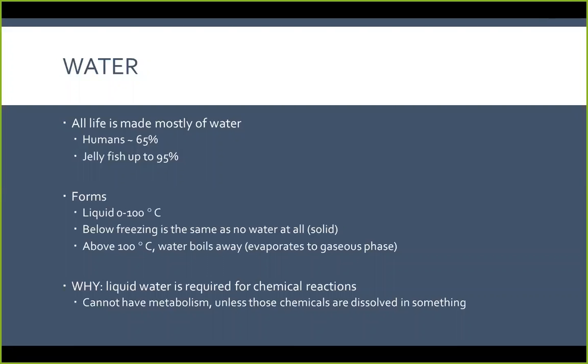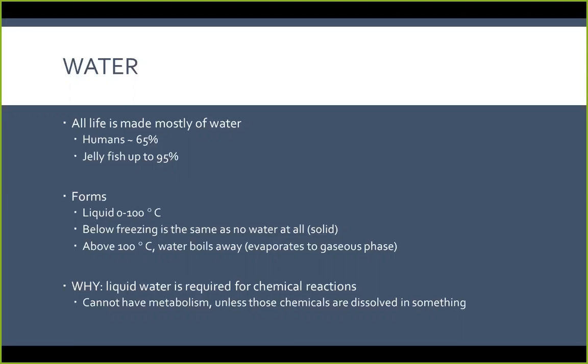Water exists in three forms. It's liquid from 0 to 100 degrees Celsius. Below freezing, okay, at this point when water is solid, it's essentially the same as not having water at all because it's not accessible. Above 100 degrees Celsius, water is boiling away and evaporating into a gaseous phase. So again, we're essentially saying there's no water present because it's not accessible to that life form.